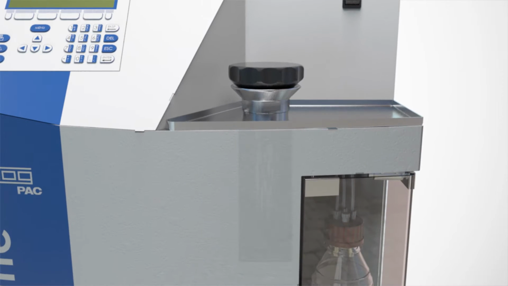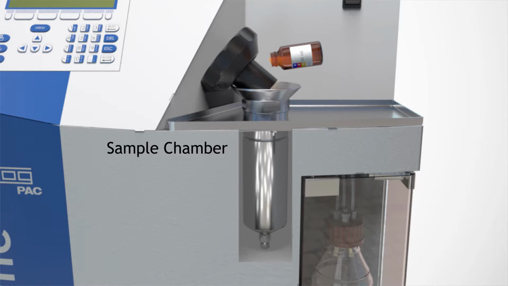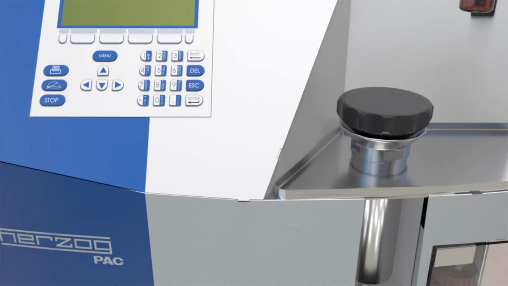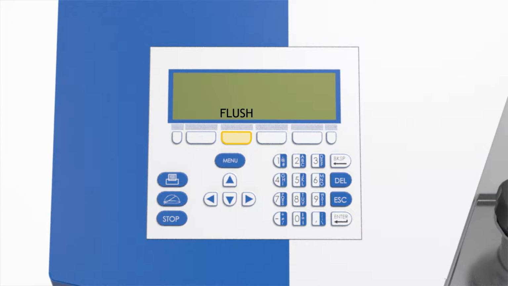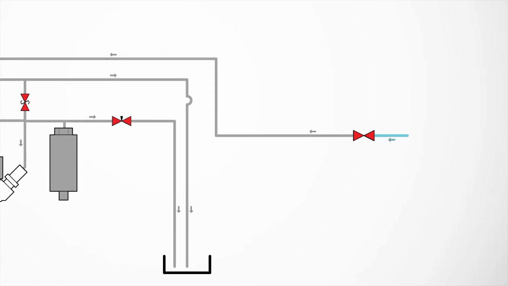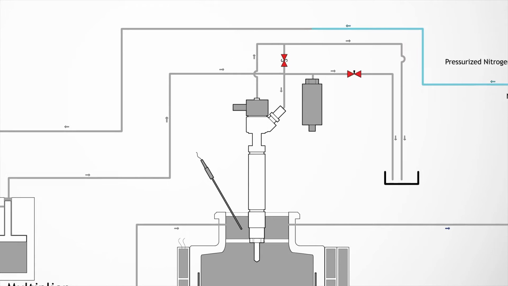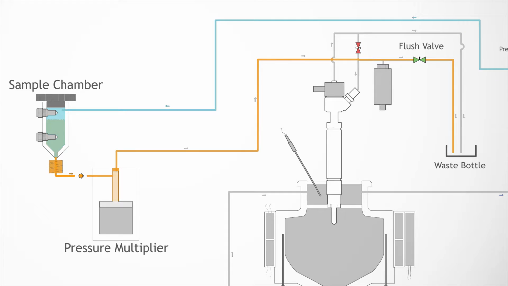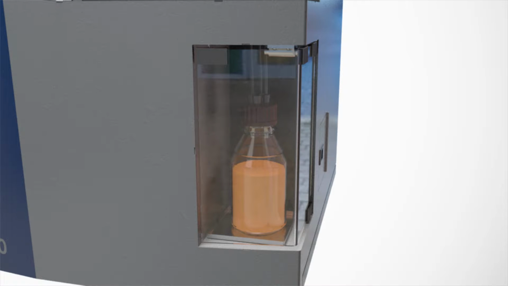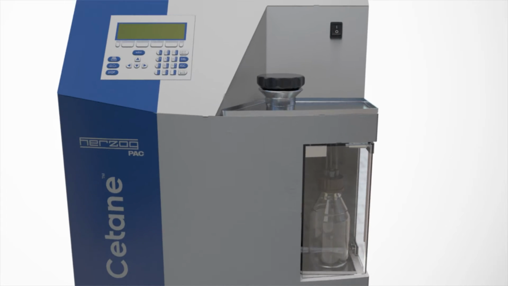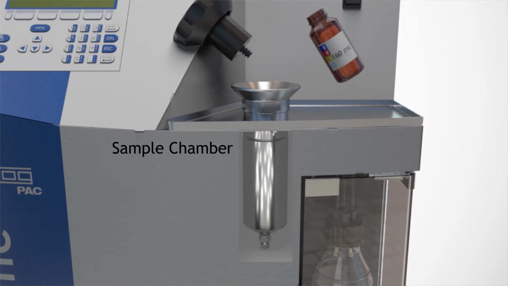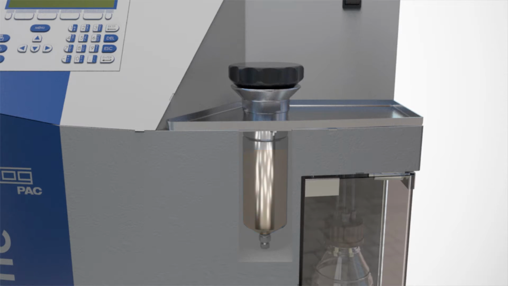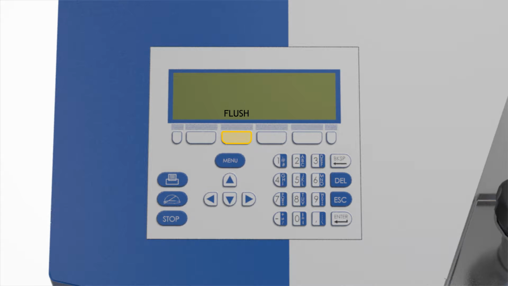Clean the sample chamber with the diesel sample. Clean and flush the system with one push of a button. The pressure multiplier sends the sample to the waste bottle, cleaning all tubing along the way. Fill up the sample chamber with 160 milliliters of sample and close the lid. Flush the system with the sample.